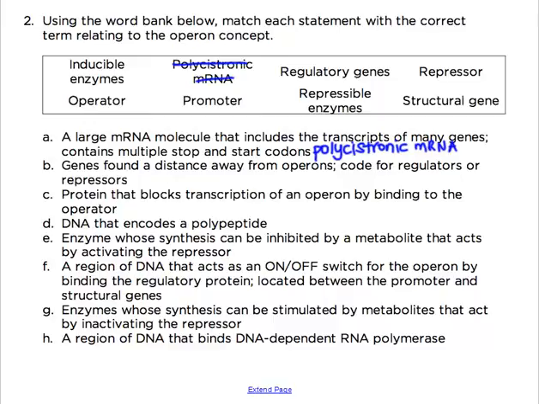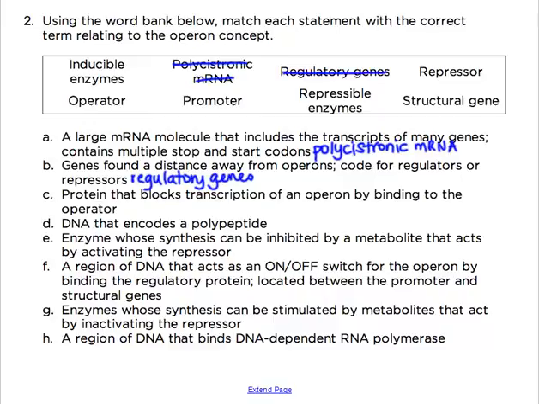B. Genes found a distance away from operons code for regulators or repressors. So these are what's known as regulatory genes. So, for instance, as you'll learn in the next chapter, the lac operon, there's a gene for a repressor molecule that is away from the operon, so it's not in the regulation of the operon so that it can regulate it. It has to be outside of it.